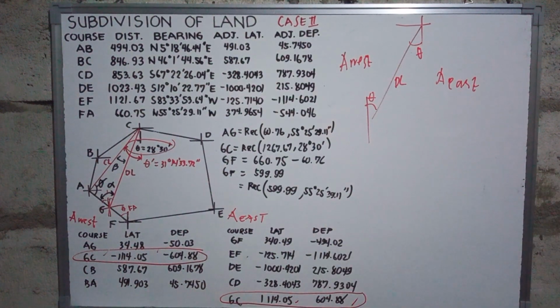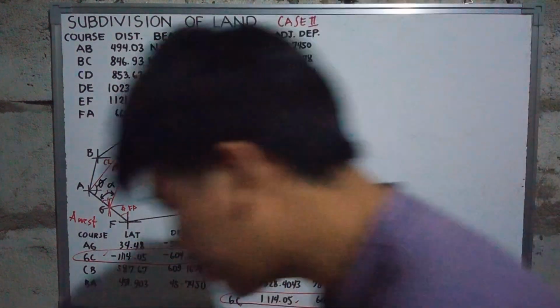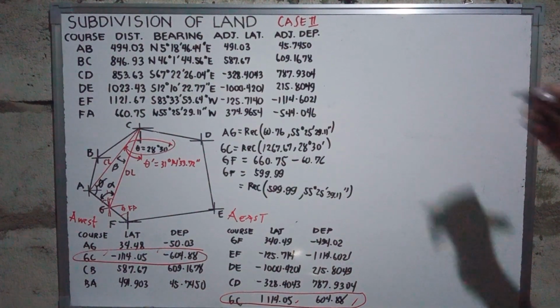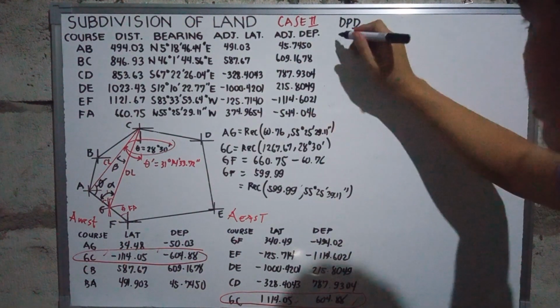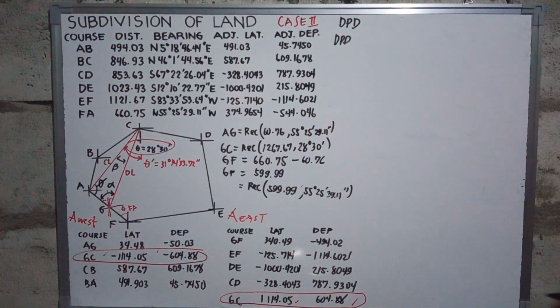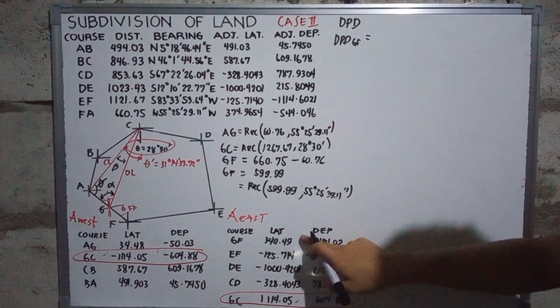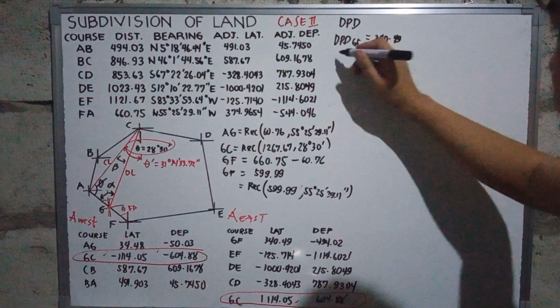So, let's solve now for the value of our area. This time, DPD might feel left out, so let's use DPD. Let's choose the DPD method. When we say DPD, we will use latitude first. So, let's say the DPD of GF is equal to, what is the latitude of our GF? That is 340.49.